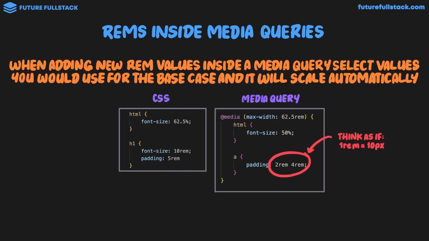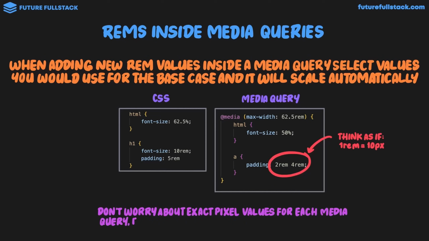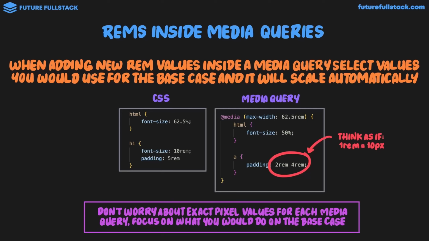So when adding new properties in your media query, don't worry about exact pixel values for each media query. Focus on what you would do on the base case. And when I say base case, I mean the 10 pixels base case. Because whatever you would do for the base case, when 1 rem is 10 pixels, this will automatically adjust and scale down inside the media query. So definitely don't sit there and whip out a calculator and think about the new rem value for each media query. Just continue to use 1 rem as 10 pixels in your head and pretend like you're designing it for the base case. And then inside your media query, it will automatically scale down.